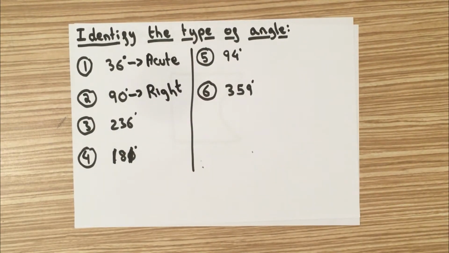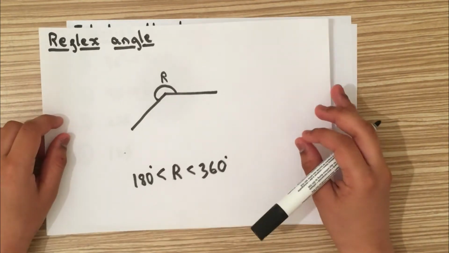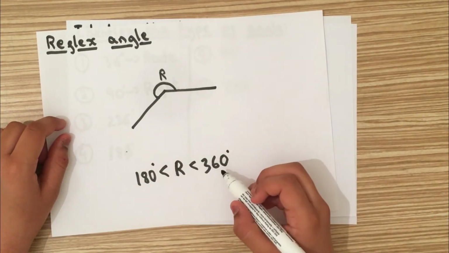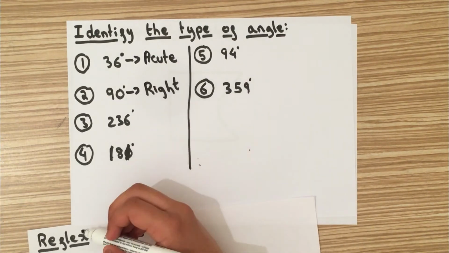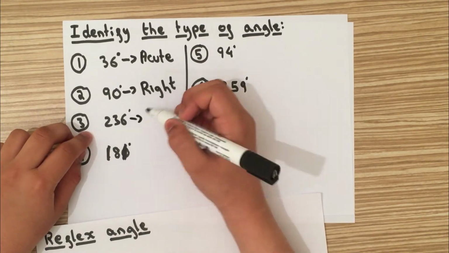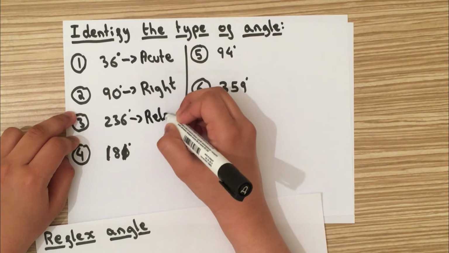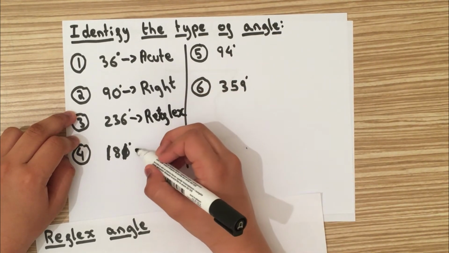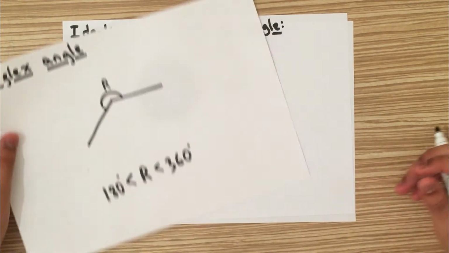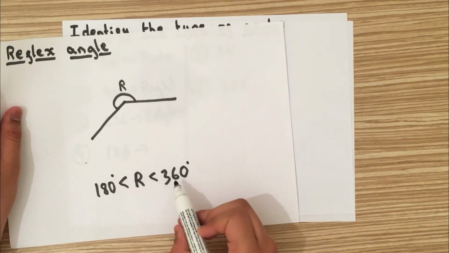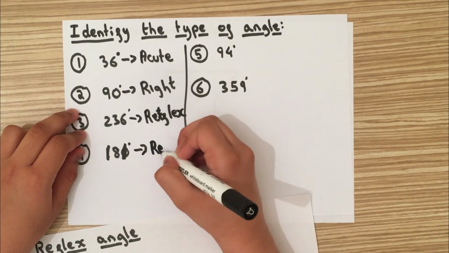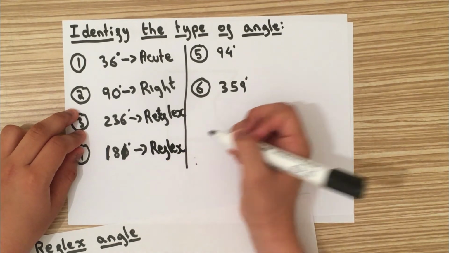Then we have 236. Anything greater than 180 but less than 360 is a reflex angle. So 236 matches that criteria, so it will be a reflex angle. Okay, then we have 181. Again, a reflex angle is between 180 and 360. So this 181 is greater than 180, so it's also a reflex angle.